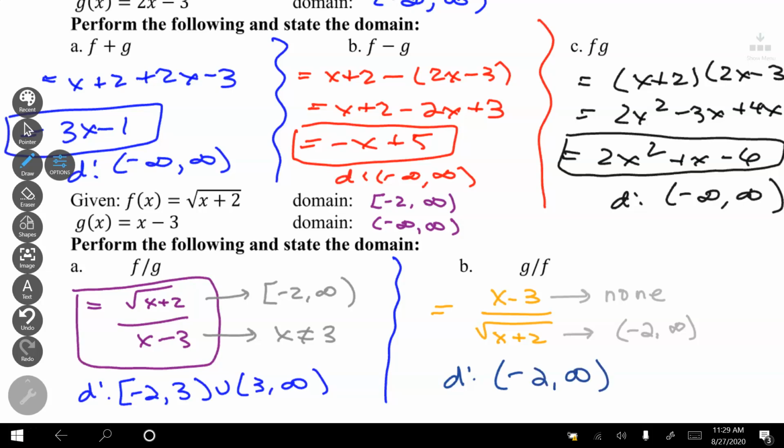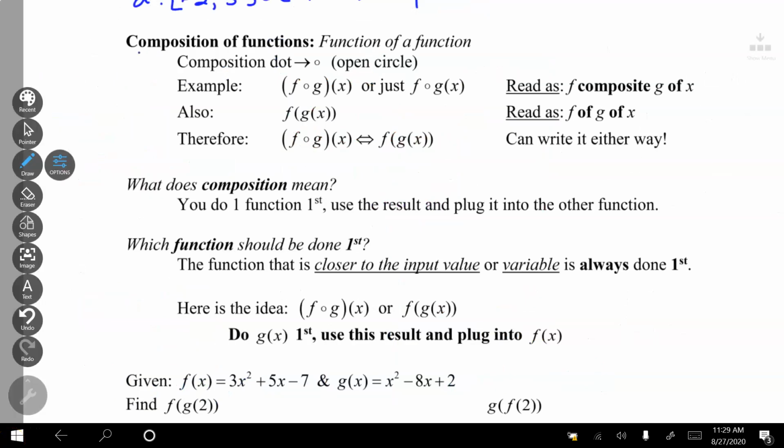Okay, so dealing with a few things, using some algebra, adding, subtracting, multiplying, dividing. And when we have this dividing one, you can see the domain may have different restrictions. Okay, now let's talk about compositions. We did it a couple days ago, but they were pretty basic. The idea of a composition is a function in a function.